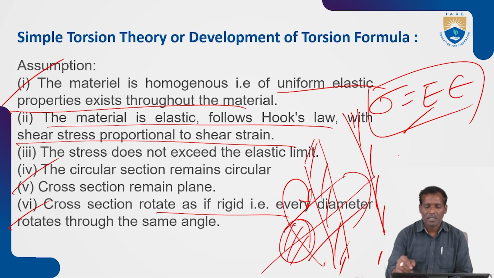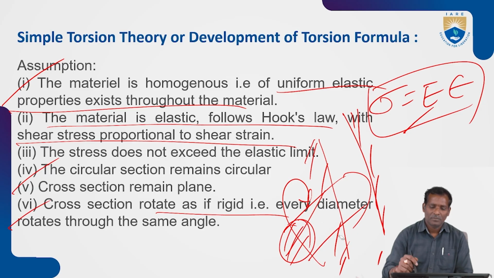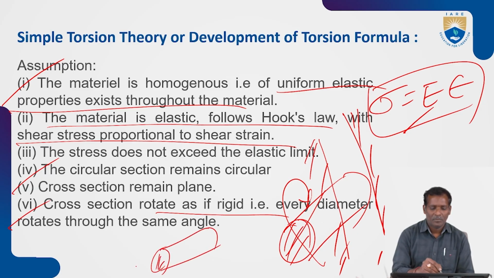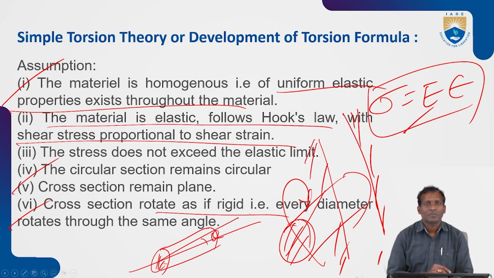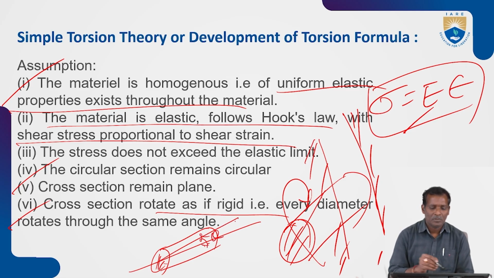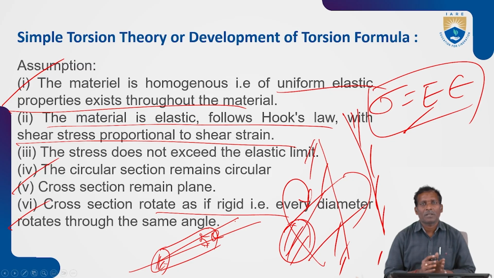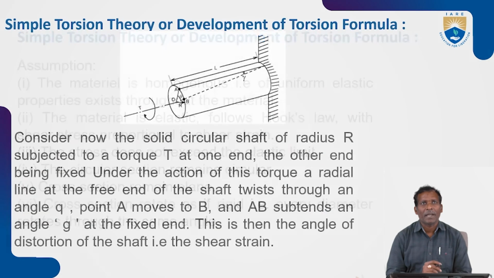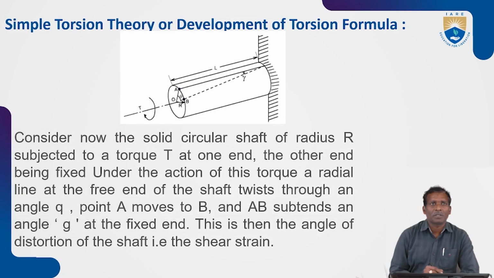The rotation angle is theta. So the cross section rotates as if rigid, and every diameter rotates through the same angle. Here the diagram is shown.